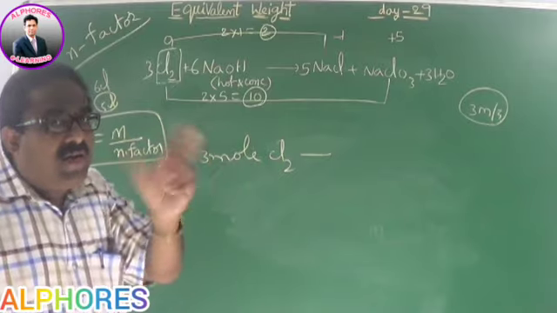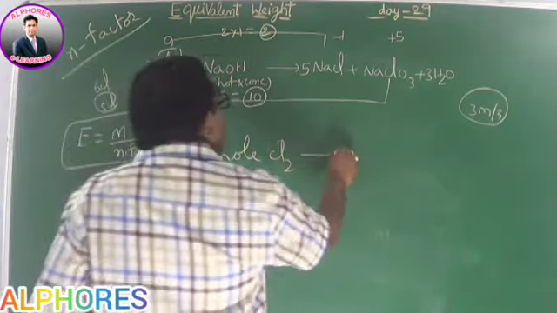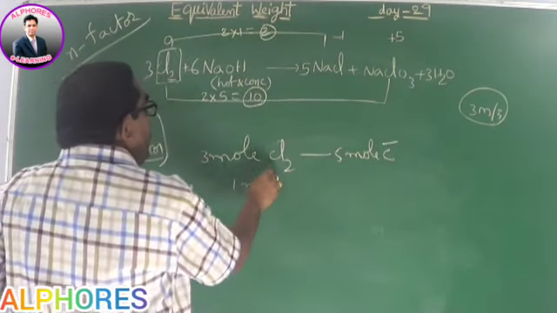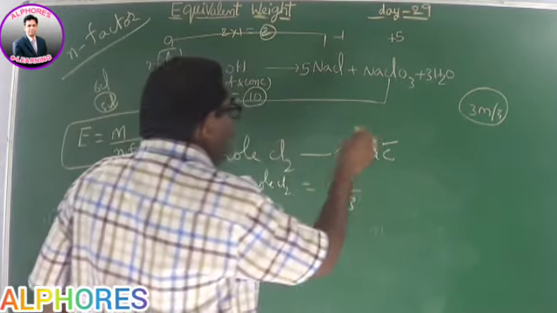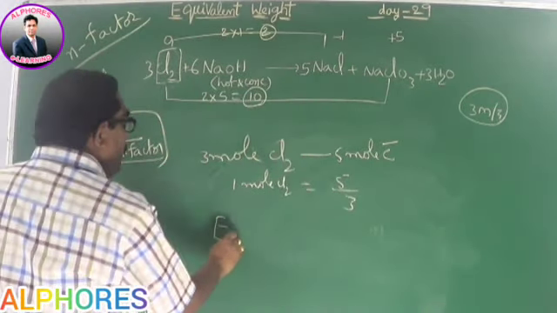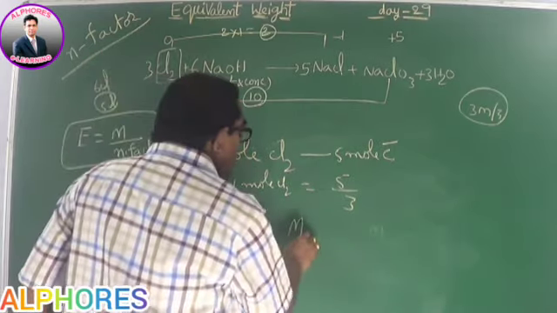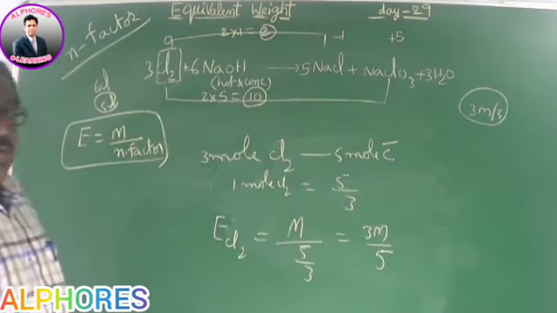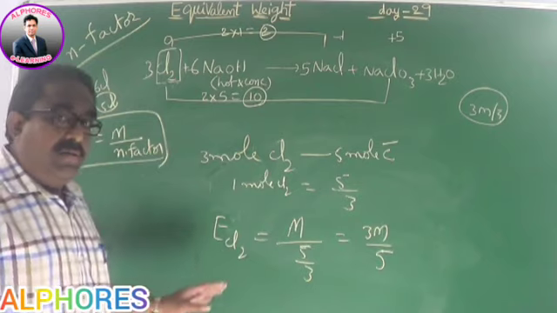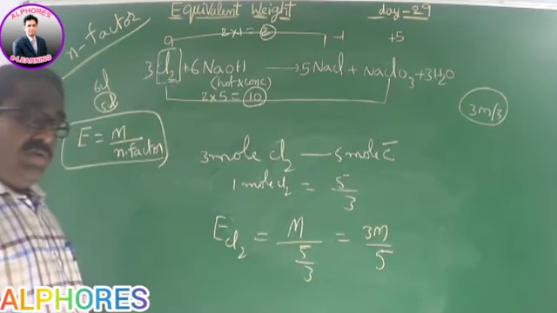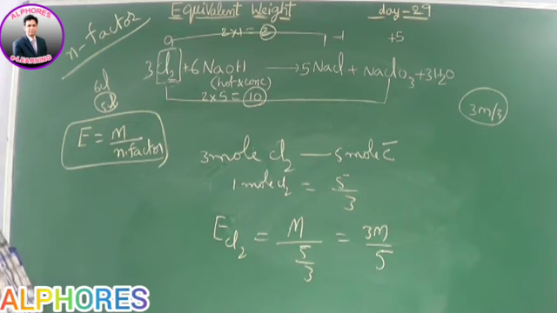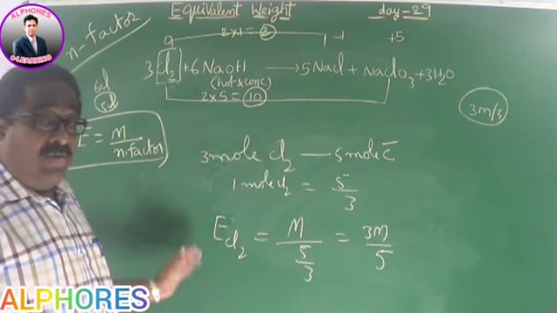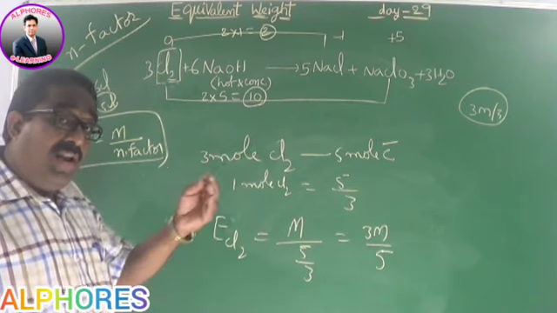Total how many moles of electrons are transferred between oxidant and reductant? 5. So here I am writing 5 moles of electrons for 3 moles of chlorine, so for 1 mole of chlorine, 5 by 3. So equivalent mass of chlorine is equal to formula mass divided by 5 by 3, that is 3M by 5. Same as what we got based on the formula approach. The conceptual approach is also the same. Don't forget about this, very very important. I will explain one more example for a disproportionation reaction. Then I will go for the next approach.